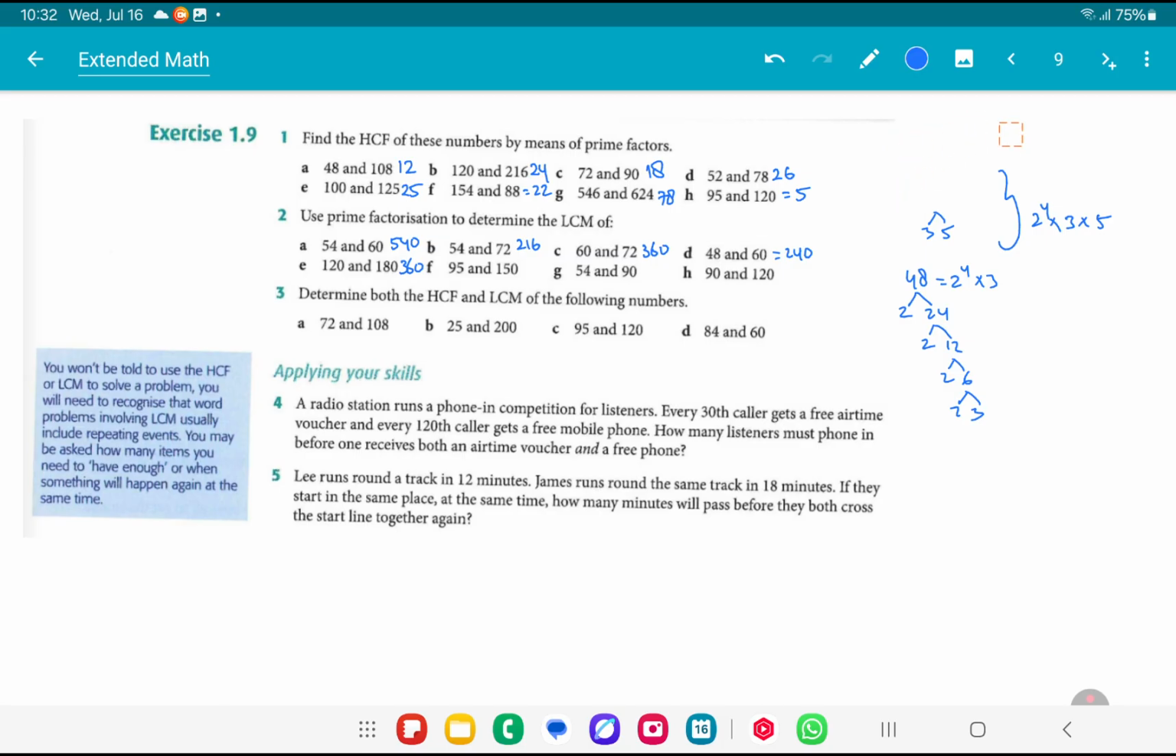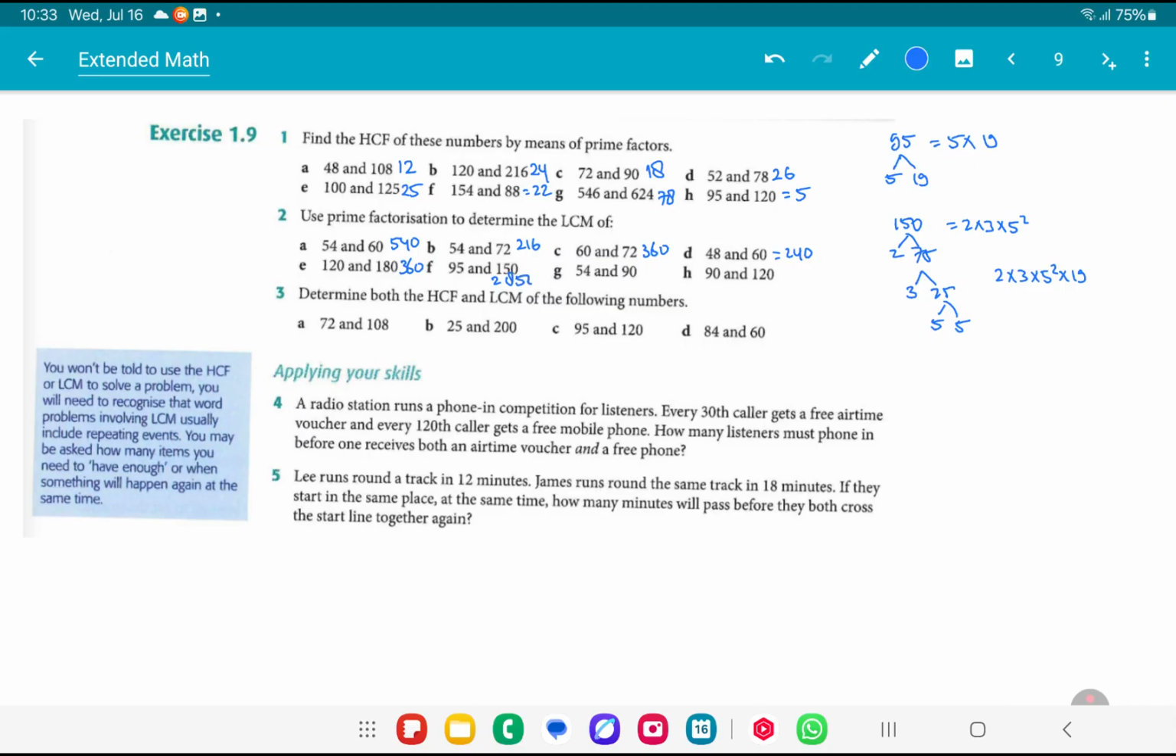Next, we continue with 95, 5 and 19, and 150, 2 and 75, 3 and 25, 5 and 5. So we got 5 times 19, and 2 times 3 times 5 squared. So the LCM is 2 times 3 times 5 squared times 19. 2 times 3 equals 6, times 25 times 19. We got the answer 2,850.